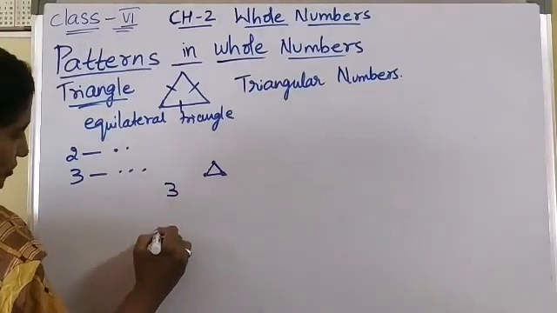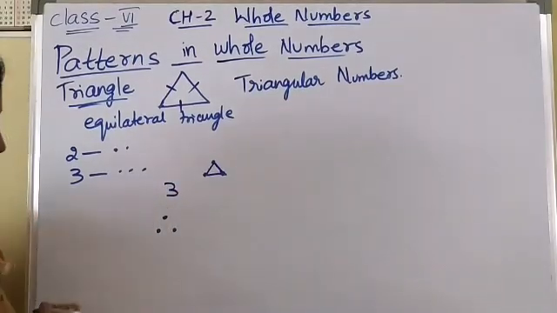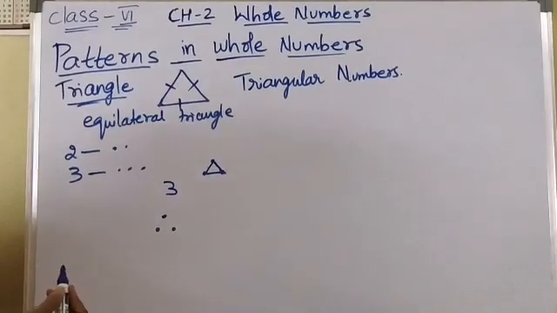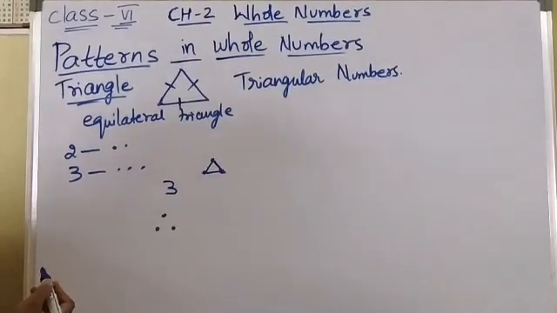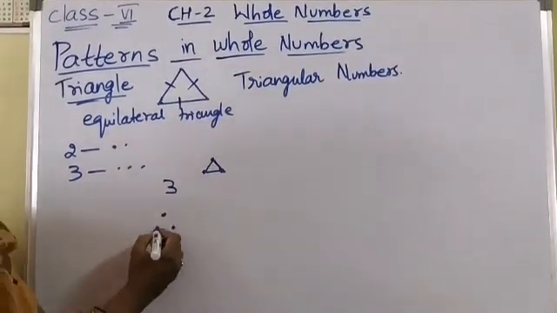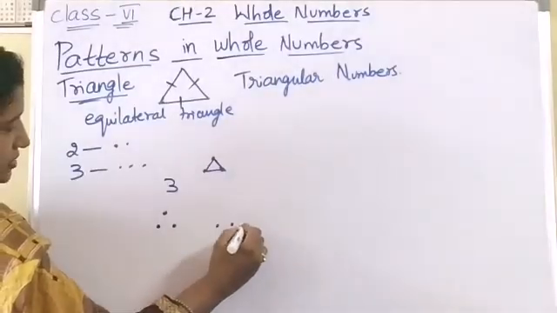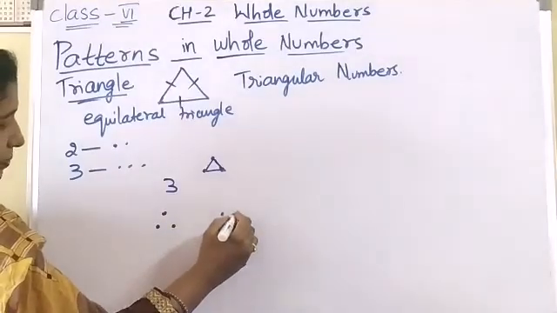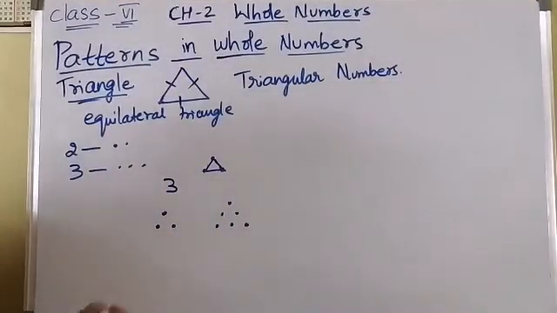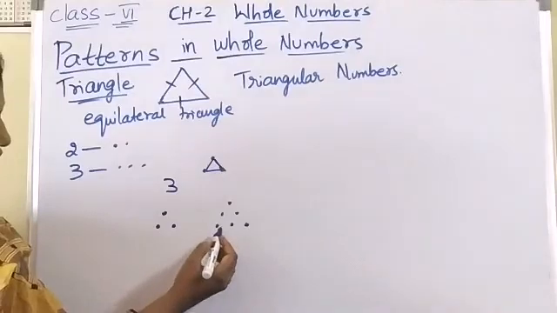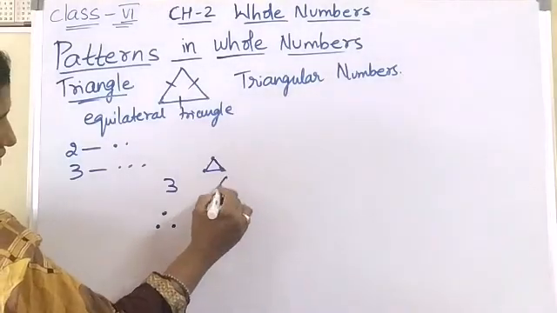So I can write 1, 2, 3. This is 3. And what about the next number? How do you represent the next number? Very easy, and interesting also. Here the base is 2. For the next number you take base as 3, and in the middle you keep one more. Now count how many dots you have got here: 1, 2, 3, 4, 5, 6.